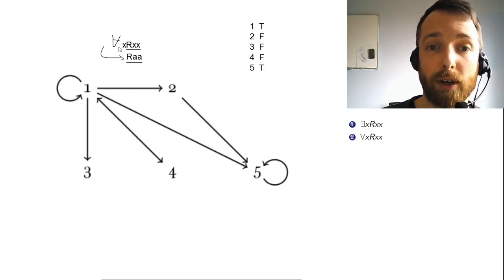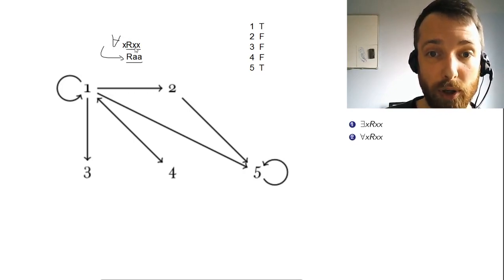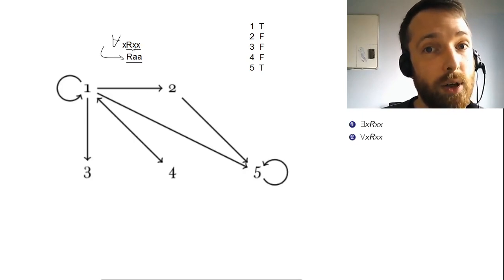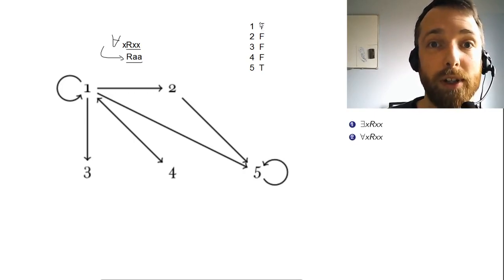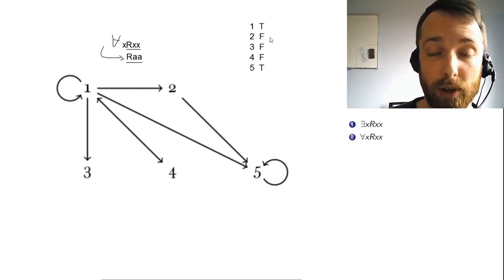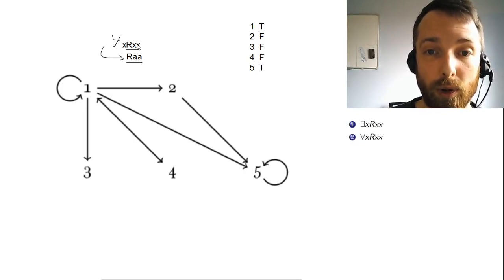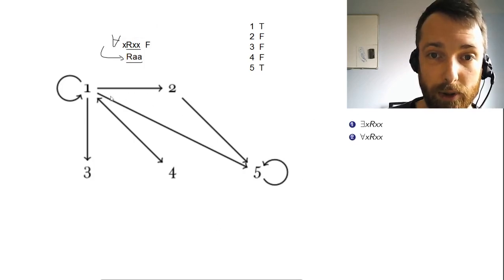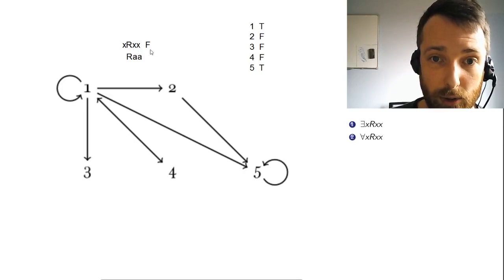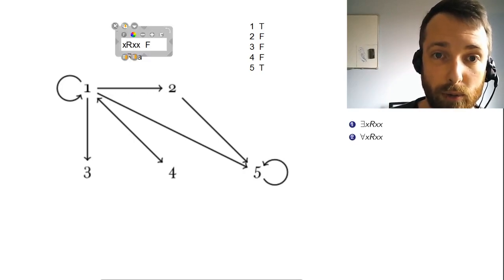Because the universal quantifier says no matter what you put in for x, you'll get a true sentence. In this case, that's not true. There are some cases where the object points at itself, but there are some cases where it doesn't. So that means this universally quantified sentence is false in the original interpretation. That's how we deal with quantified sentences in an interpretation, how we check whether they're true.